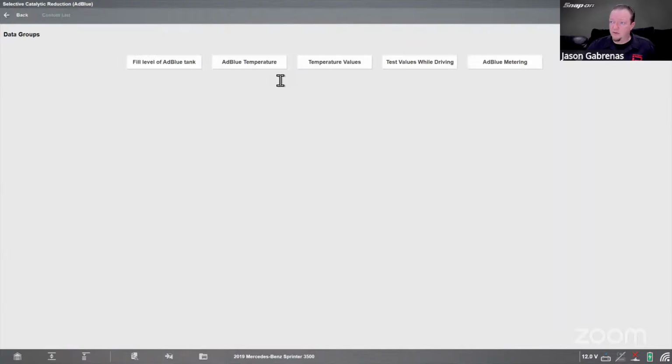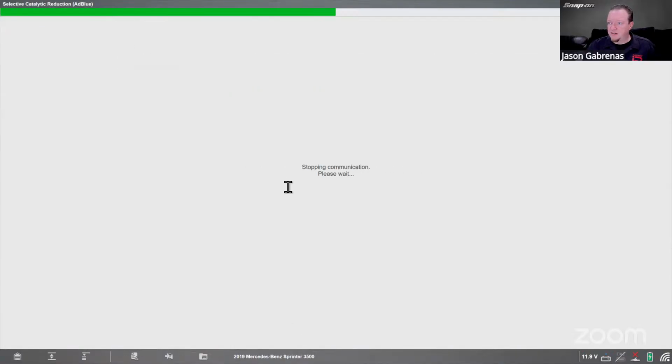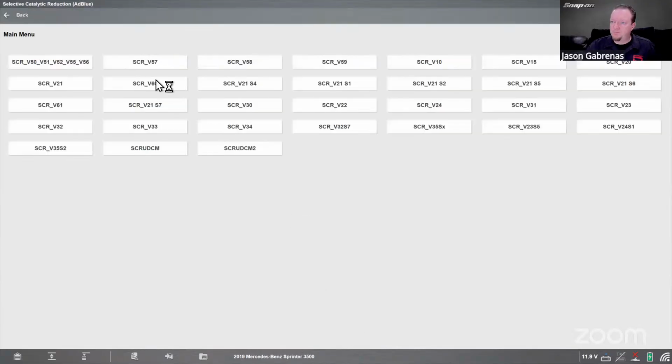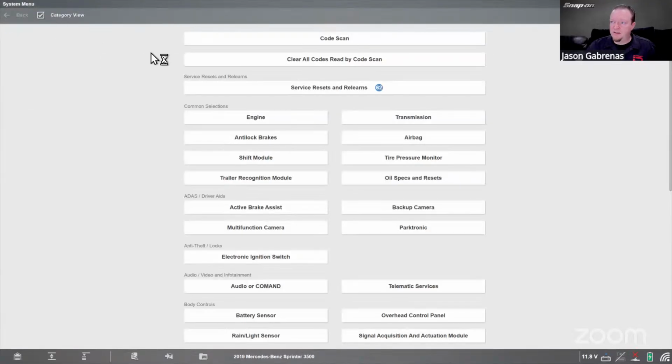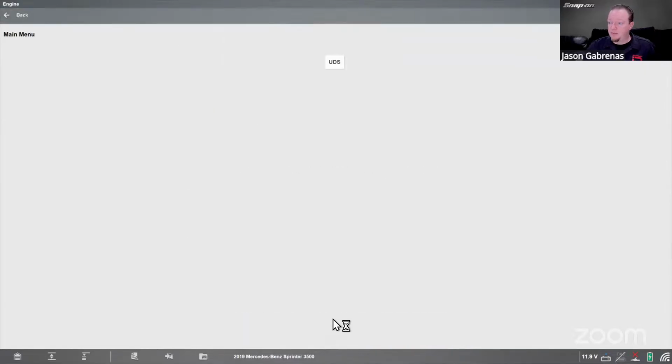And then there should also be some data in there. So fill level, AdBlue temperature, temperature values, test values while driving, and metering. So we've got that in there. Got to stop communication because it's a Mercedes. Always cycle your keys on the Mercedes when it tells you to. Okay. And then we'll also have some other stuff under engine. It just won't be that separate SCR system.